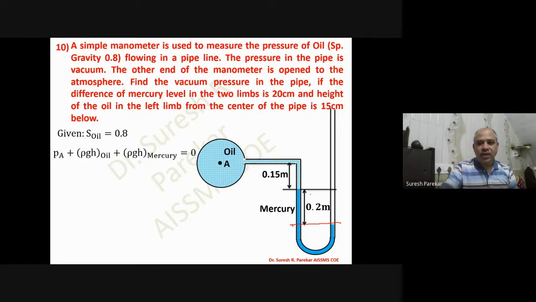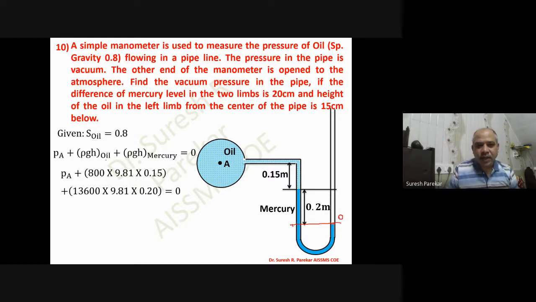You can see this. As it is open to atmosphere on the right limb, we are going to get this value equal to 0. And then you can see rho g h of oil plus rho g h of mercury equals 0. From this, by substituting values, 800 into 9.81, this portion is related to the first part, and this portion is related to the second part.